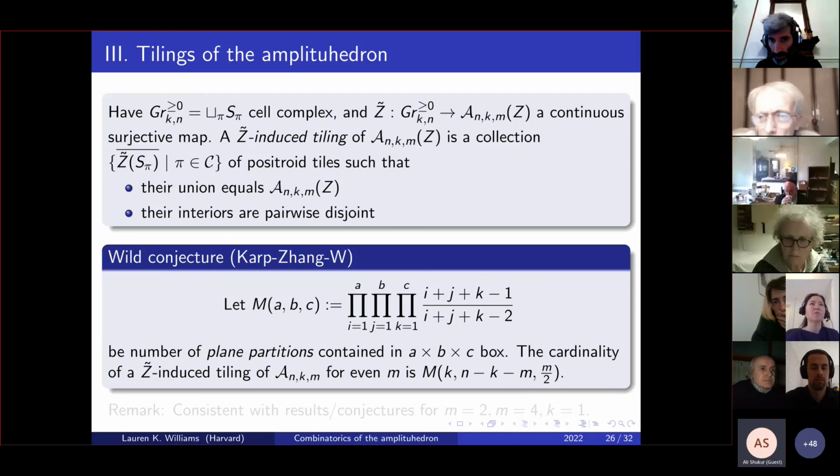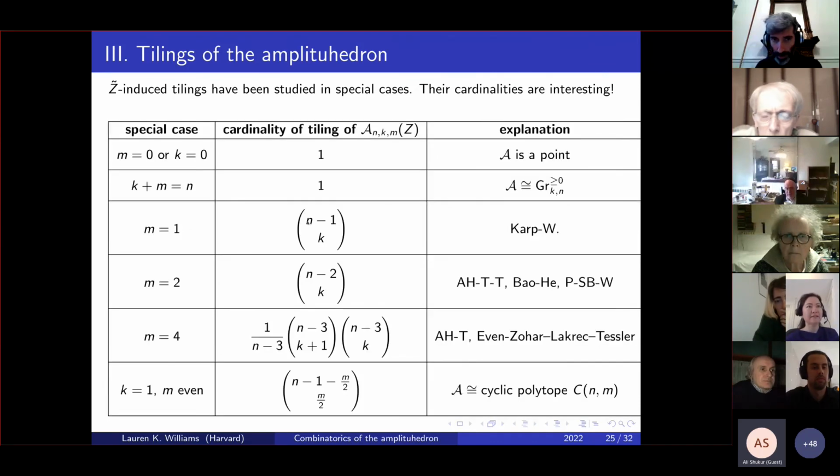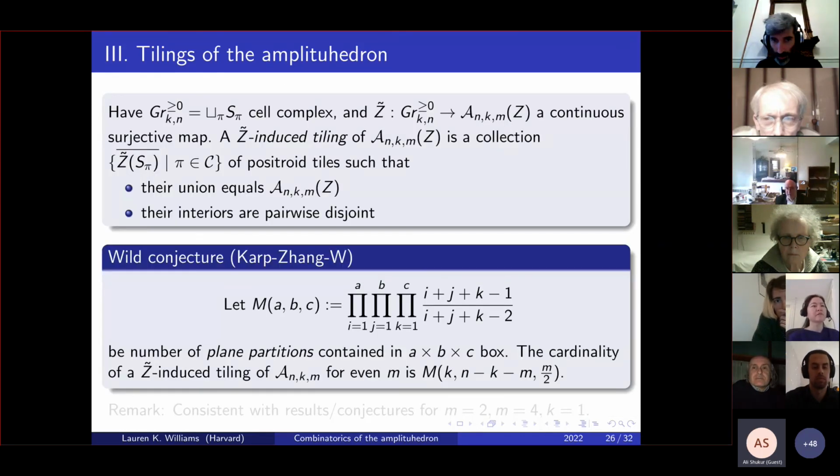Already for m equals 1, if I go back to this chart, this cardinality, n minus 1 choose k, is actually the cardinality of the finest tiling of the m equals 1 amplituhedron, and we can find coarser tilings as well. So we have an expectation for odd m: what you would expect is that this is the corresponding number of plane partitions, and I forget exactly what it is, but maybe you have to put a floor of m over 2 or something. Then this should be the cardinality of a finest, or maximal sized, tiling when m is odd.